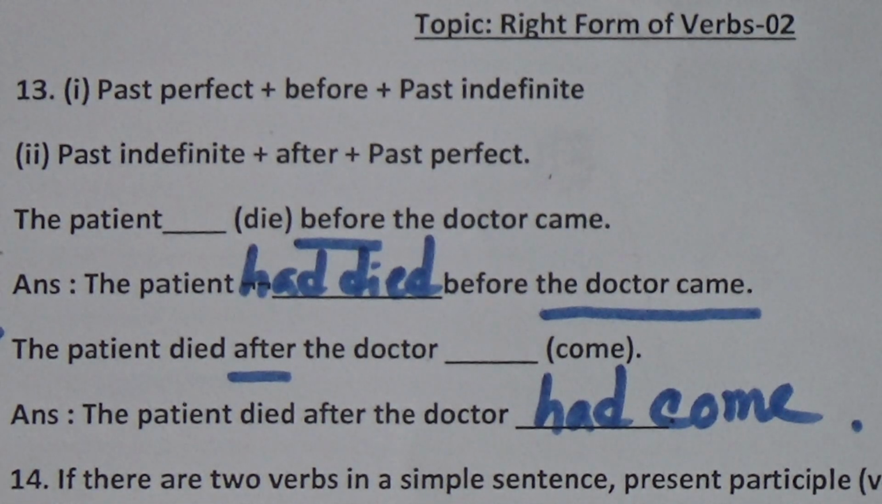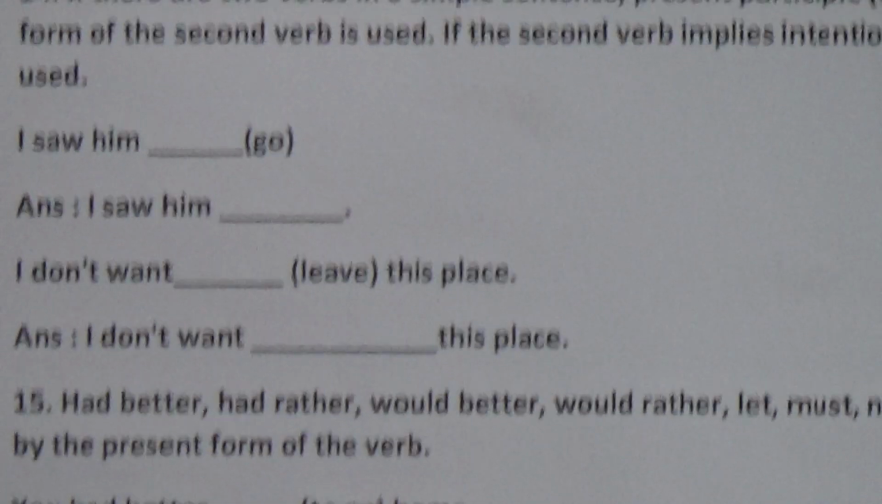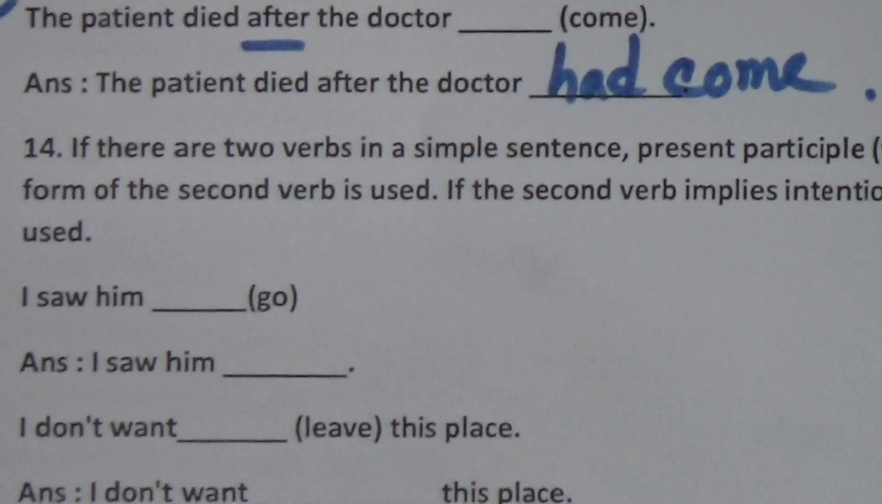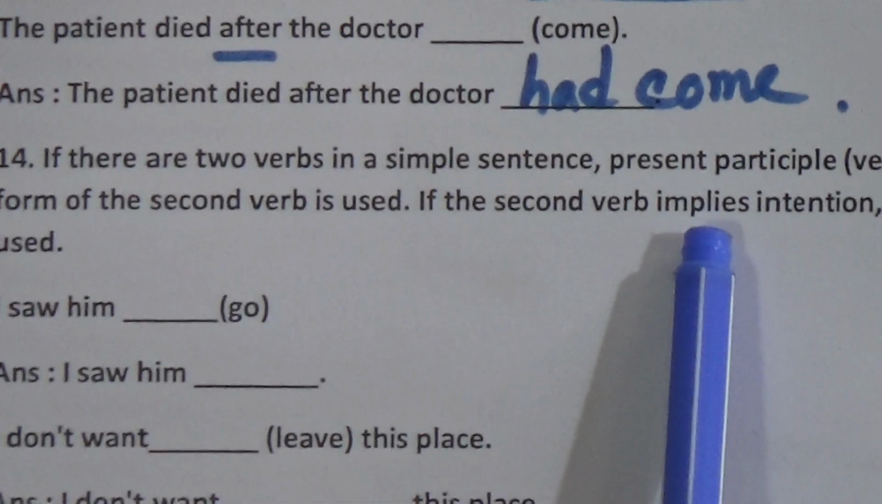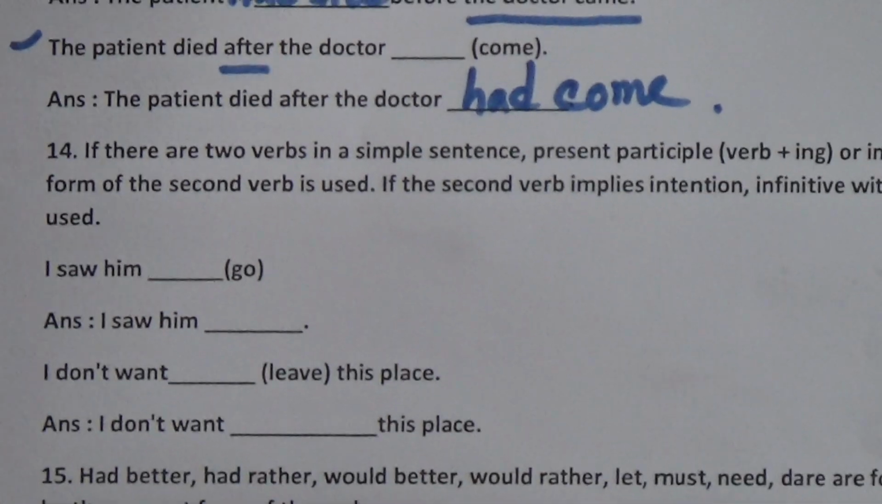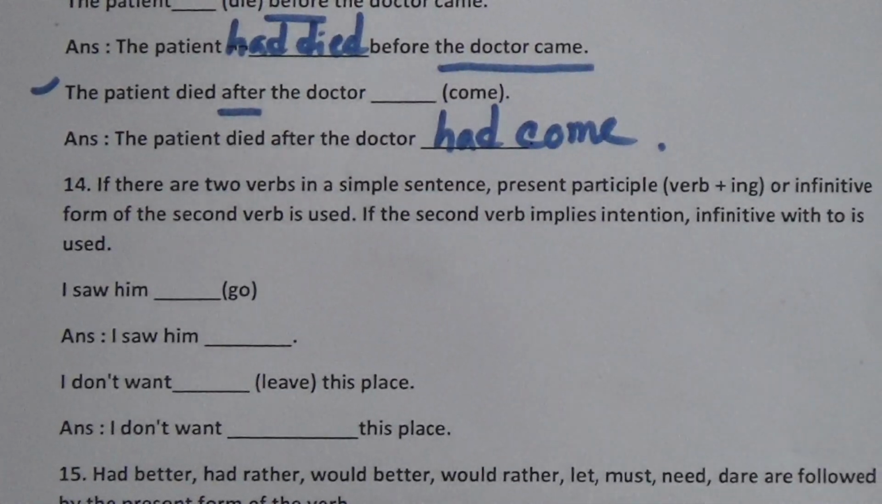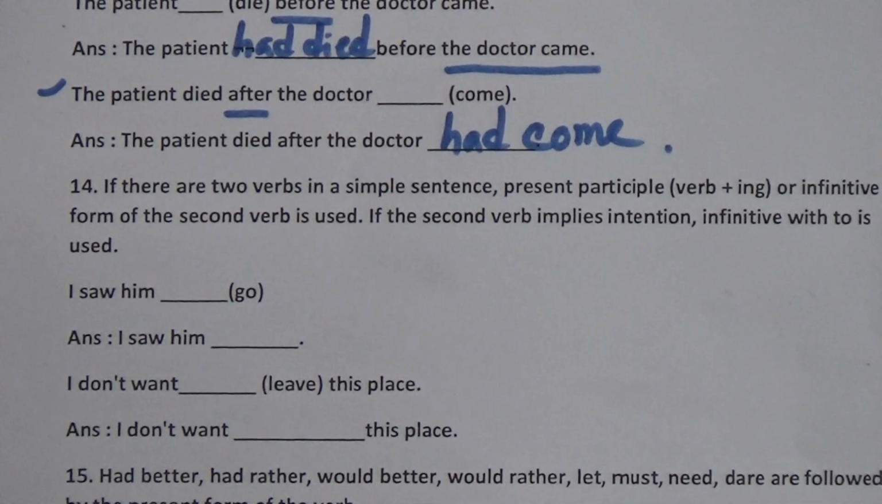Rule number 14, if there are two verbs in a simple sentence, present participle, that means verb plus ing, or infinitive form of the second verb is used. So there are 2 points here. If there are two verbs in a simple sentence, present participle of verb or infinitive form of verb is used. Where will we use the ing form or present participle? If the sentence is simply said, and if the sentence implies an intention, then we will use to.